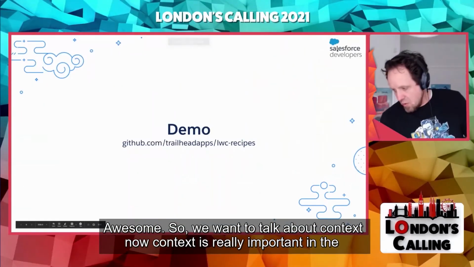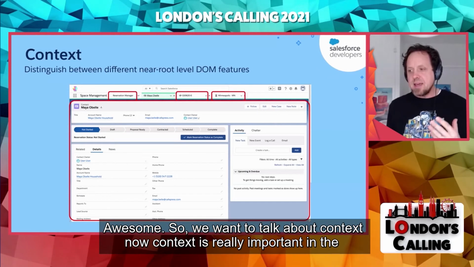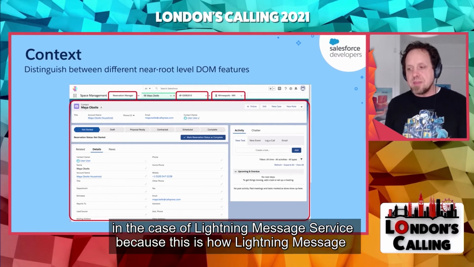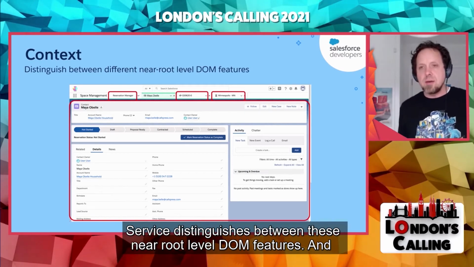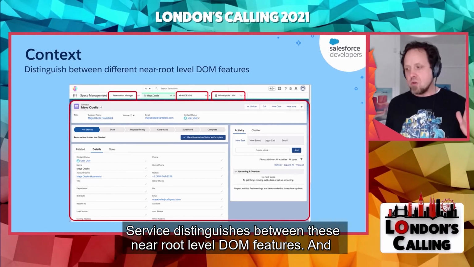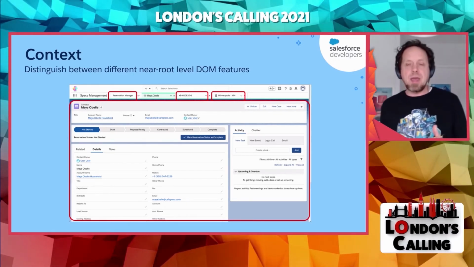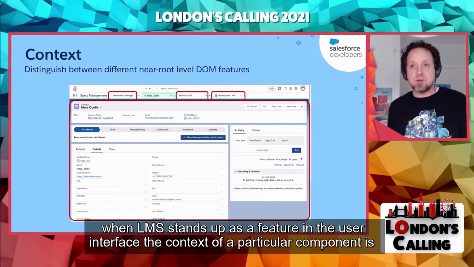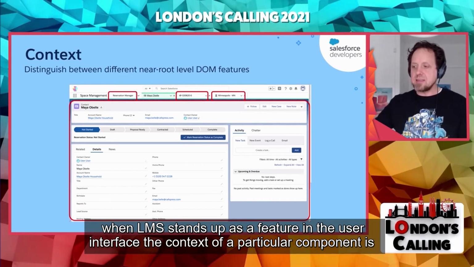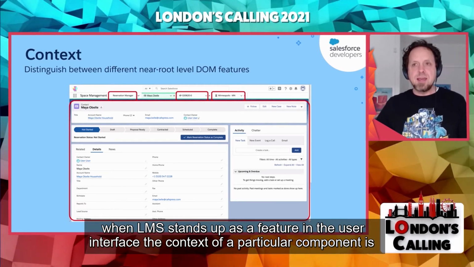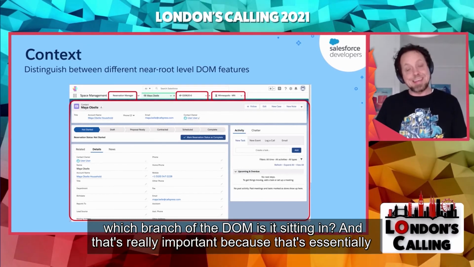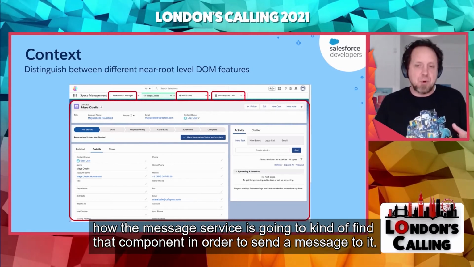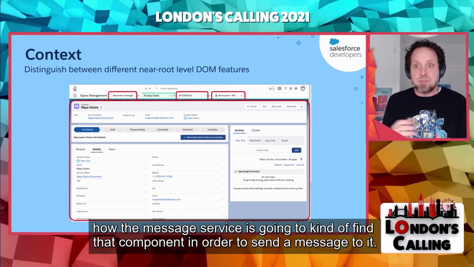Awesome. So we want to talk about context. Now, context is really important in the case of Lightning Message Service because this is how Lightning Message Service distinguishes between these near root level DOM features. And when LMS stands up as a feature in the user interface, the context of a particular component is which branch of the DOM it is sitting in. And that's really important because that's essentially how the message service is going to find that component in order to send a message to it.